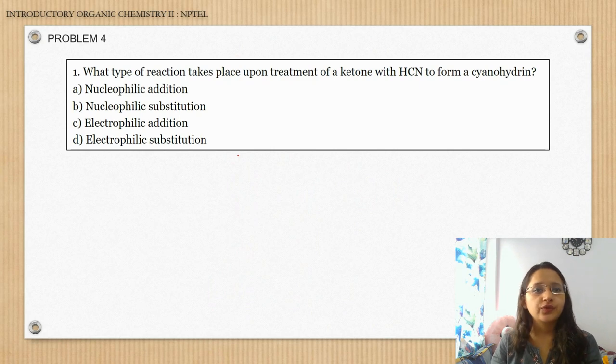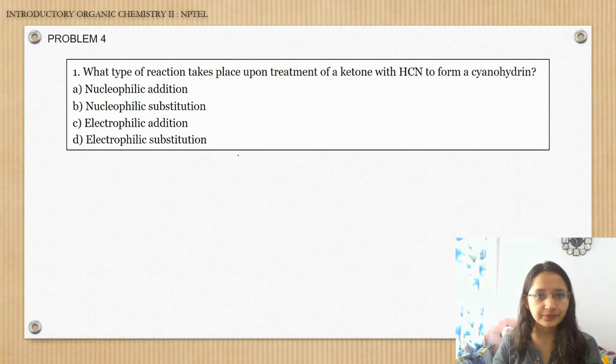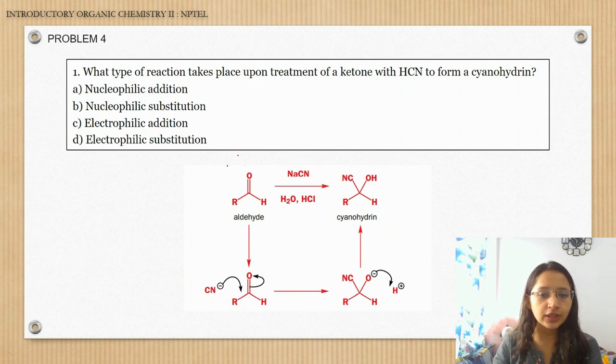So, problem 4. They are asking what type of reaction takes place upon treatment of a ketone with HCN to form a cyanohydrin. So first of all, you have to look at the addition. What happens when HCN is treated with a ketone to form a cyanohydrin? The mechanism for this particular reaction is like this.